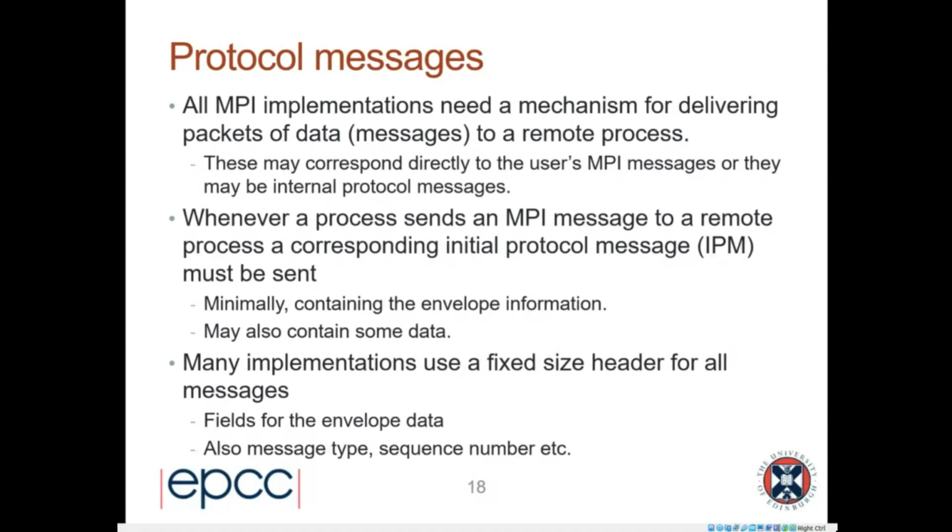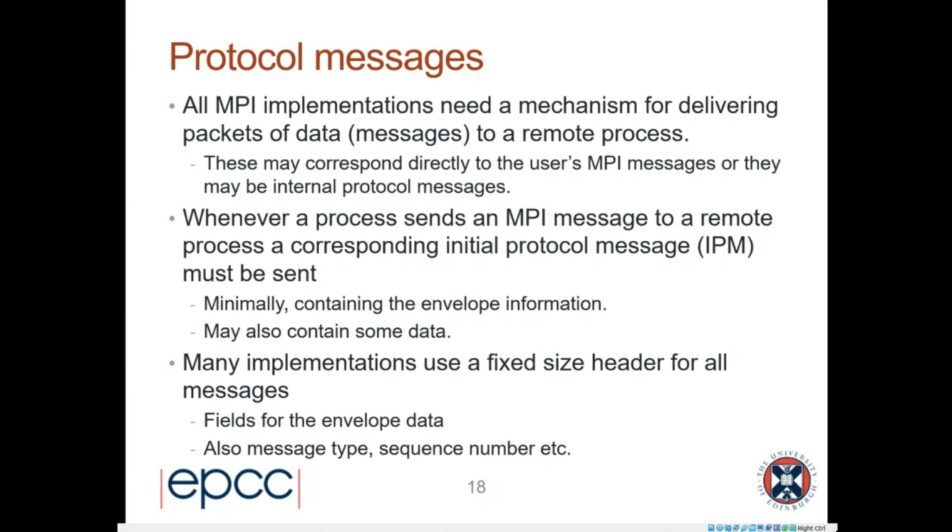That's okay. So an MPI implementation needs a method of delivering messages, packets of data to a remote process, and these could be your message or internal protocol messages. So the model I have in my mind is whenever a process sends an MPI message, it must send an initial protocol message. This is like a header, okay? Minimally, it's just the envelope. If I want to send a gigabyte of data to another process, I would send a little header message into some queue on the remote side, saying, look, I've got a message waiting for you. It's coming from me. It's a gigabyte of data, okay?